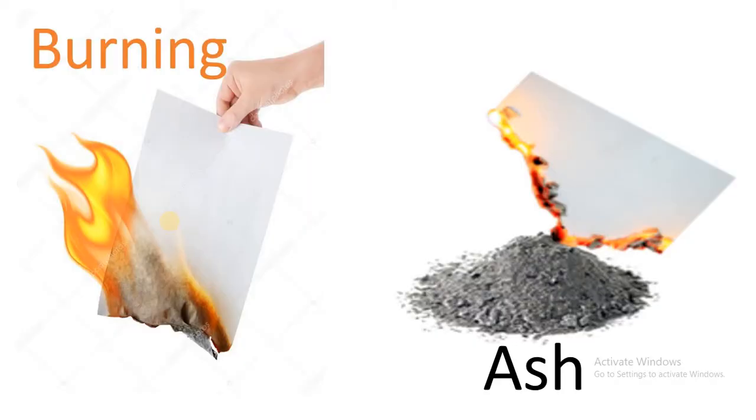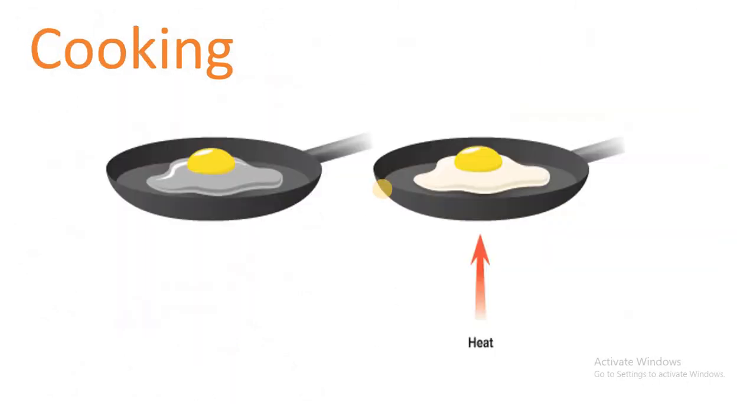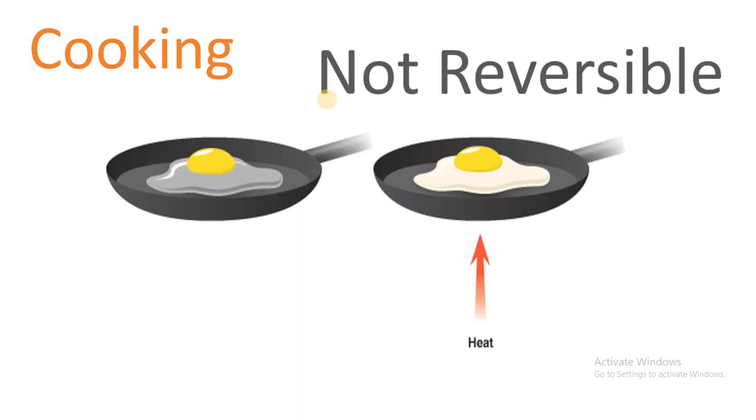What about burning? When we burn a paper or anything, what about the ash? Can we change back the ash to be a paper again? No, of course no. So this is irreversible, not reversible. What about cooking? Can we change back this cooked egg to be a raw egg again? No, of course. So this is irreversible.